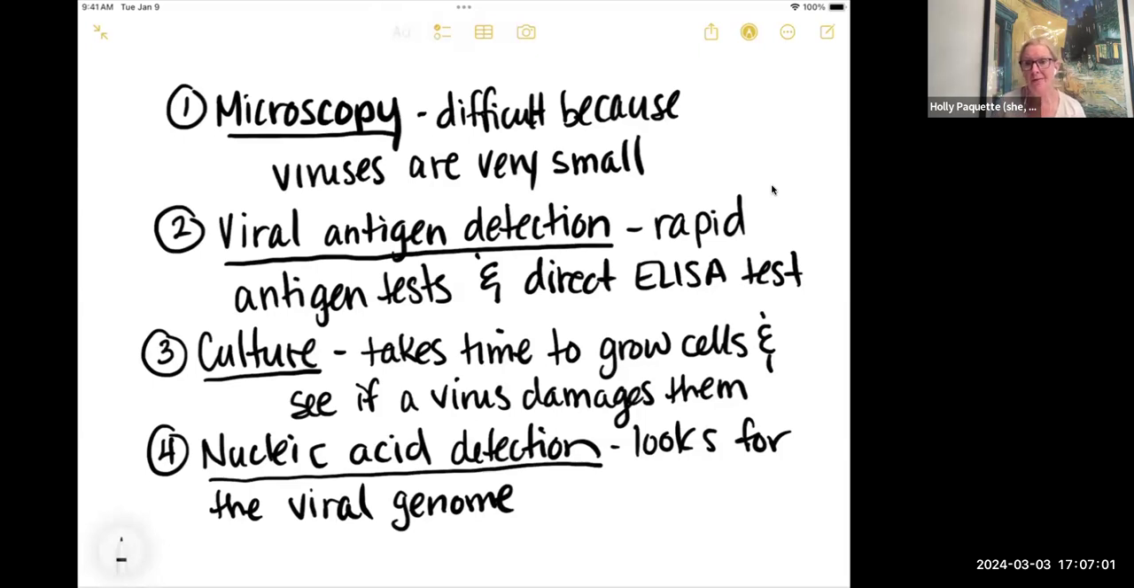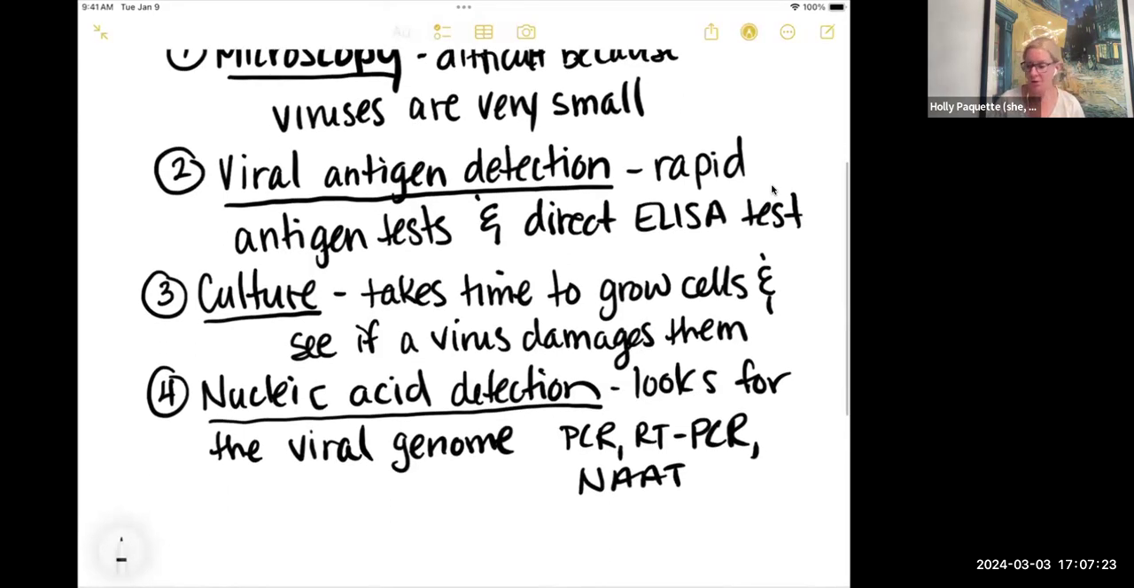is that you don't need very much virus material to actually recognize that it's there. So if you went in and had what is called a PCR or RT-PCR test, or even what was called an NAAT test, this is actually what they were doing when they were looking for the coronavirus.